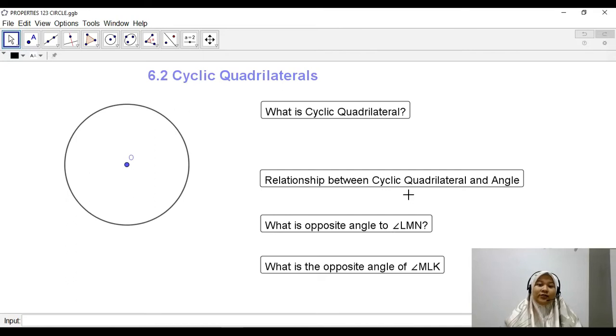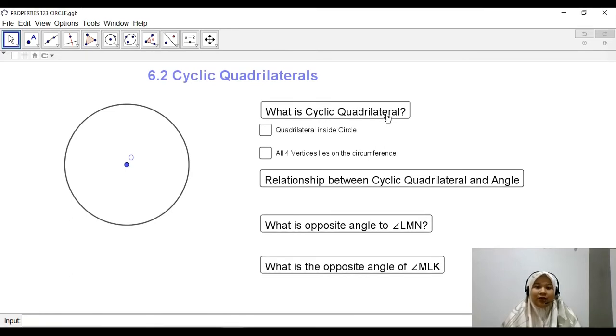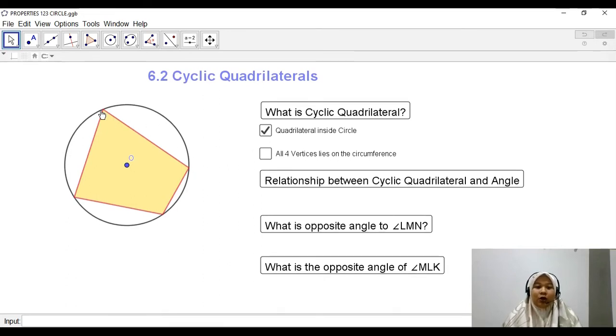Now, let's continue with the second subtopic, which is cyclic quadrilateral. First things first, let me introduce you to cyclic quadrilateral. What is a cyclic quadrilateral? A cyclic quadrilateral exists if there is a quadrilateral inside a circle. So here we have a circle with center O, and we have a quadrilateral inside the circle. Can you see it? We have a quadrilateral and it is inside the circle. And we need to check the vertices of the quadrilateral. All of the vertices must lie on the circumference. If they lie on the circumference, then we can say this is a cyclic quadrilateral.